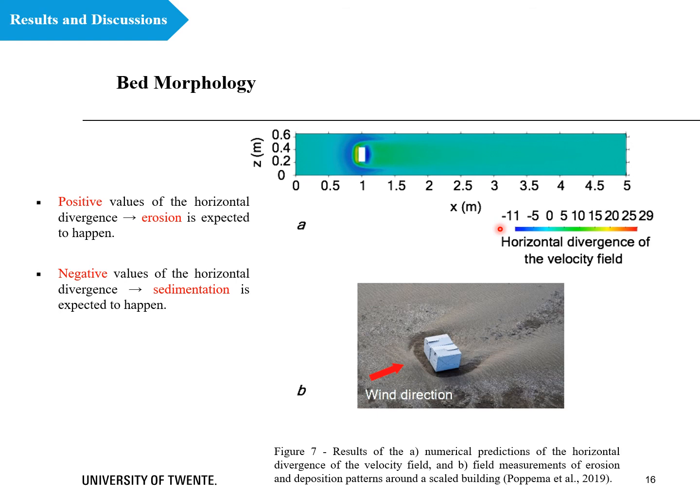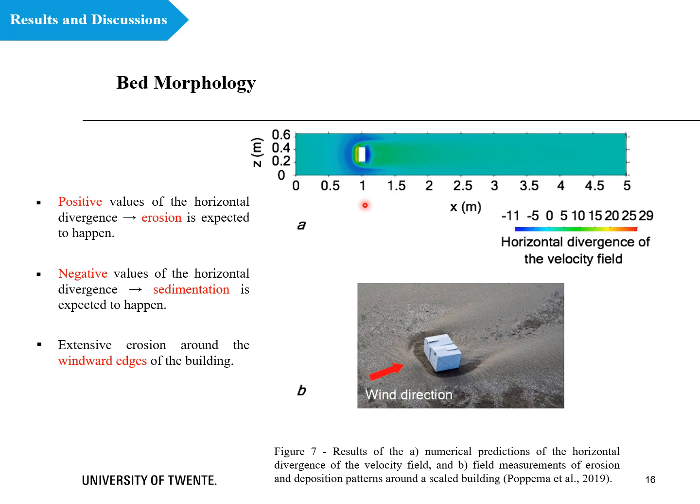Looking at numerical predictions upwind of the building and close to the building front face, the values of the horizontal divergence are positive, therefore it is expected that the erosion happens in those areas. Looking at field measurements, you see that the erosion happens upwind of the building and close to its front face. The highest values of the horizontal divergence occur around the upwind edges of the building. Therefore, it is expected that extensive erosion happens around the upwind edges of the building.